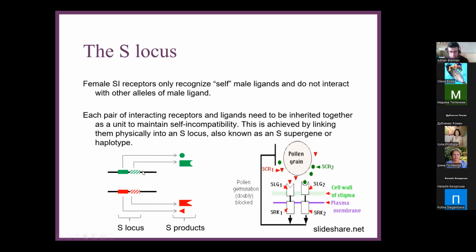And so the need to keep the matching pairs of male and female alleles together is usually solved by placing them next to each other on the genome so they're not broken up by recombination.